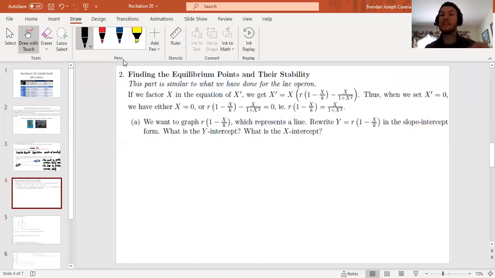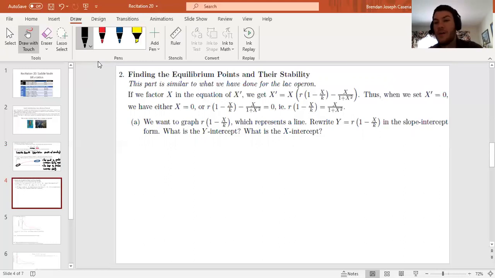We're going to graph them separately, and we're going to see where they intersect, because wherever they intersect, that's where our equilibrium points are going to be. So first, we're going to look at r times 1 minus x over k. It might look a bit complicated, but this x here is really the only variable on the left side. This r and this k are constants. So this should remind us of something like mx plus b, and just like it says in part A, this represents a line.